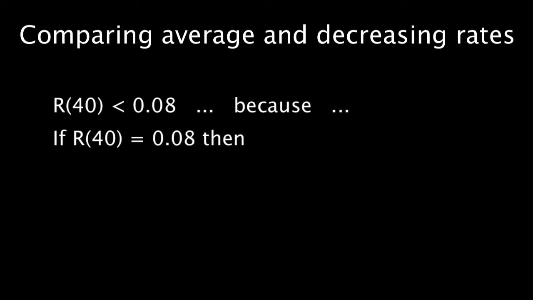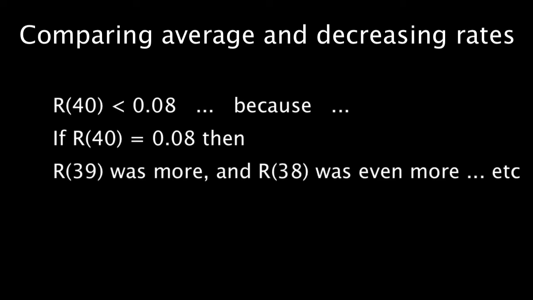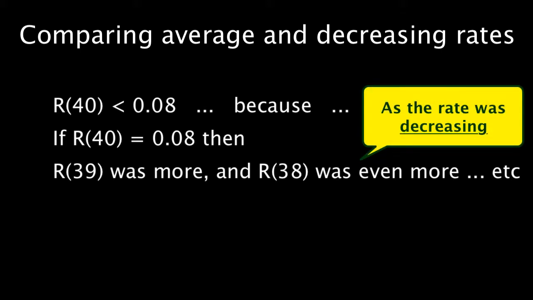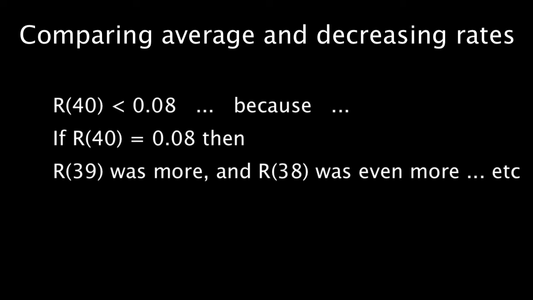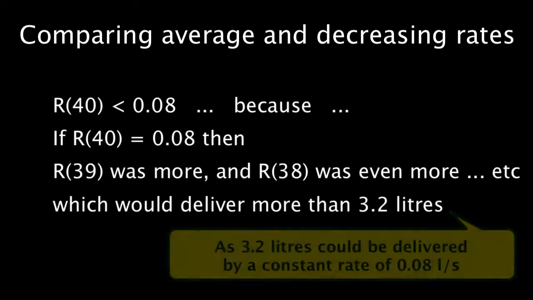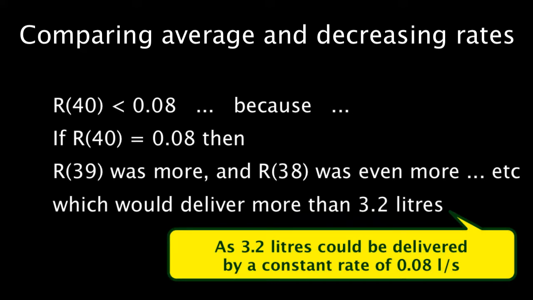It is interesting to note that the rate of flow at the 40-second instant, which we will call R of 40, would have to be less than the average of 0.08. Why? Well, if R of 40 was equal to 0.08, then R at any time prior to the 40-second instant would be greater than 0.08, as we know the rate was decreasing over time. Hence, the total amount of water delivered would have to be more than 3.2 litres.